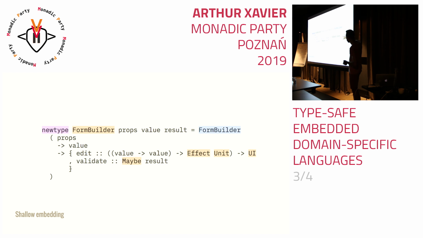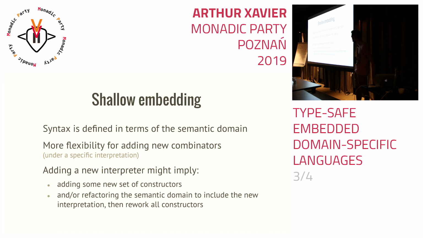Like, we don't have anything here in this value that can give us some documentation, right? So we'd need to add something that gives us some static documentation to this data type definition, and then we'll have to rework all the constructors, all the combinators of this DSL. So yeah, a syntax is defined in terms of the semantic domain, I've said that.